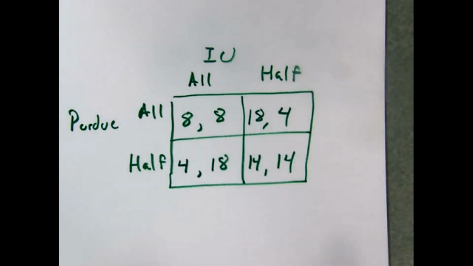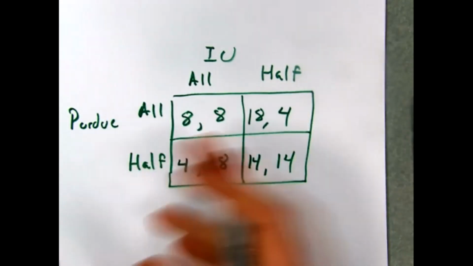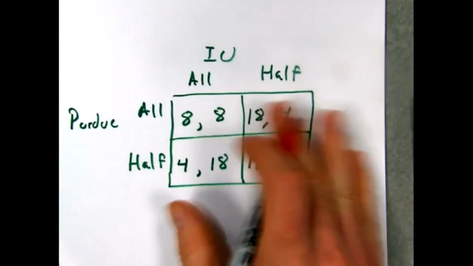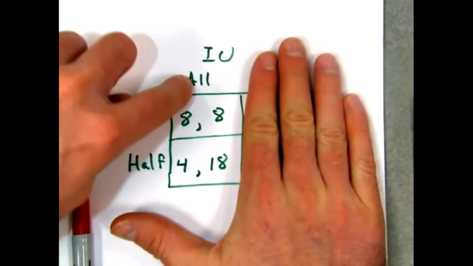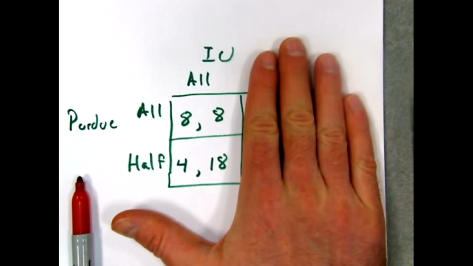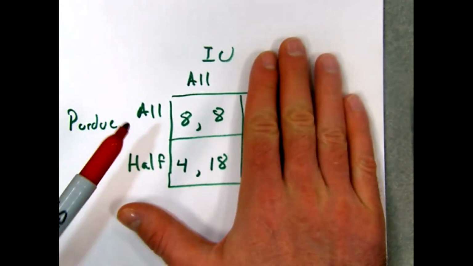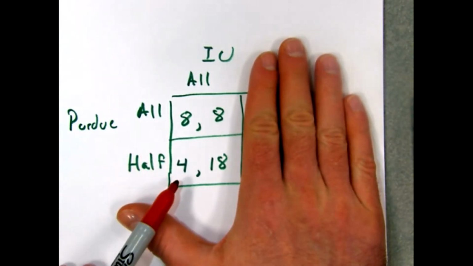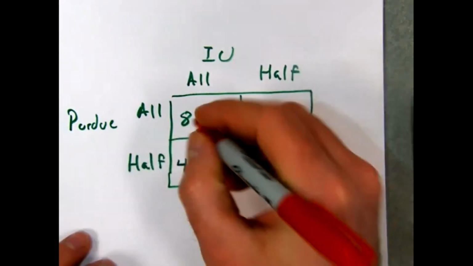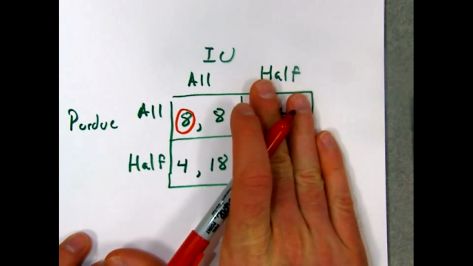So the way in which we're going to solve these models is you're going to go through and figure out each player's, or in this case each team's, best response to all the other person's decisions. For the first one, if IU chooses to put all of its games on national television, what is it optimal for Purdue to do? Well, if they also put all their games on, they'll get 8 million. But if they only put half their games on, they'll only get 4. So it's optimal for them to choose to put all their games on.